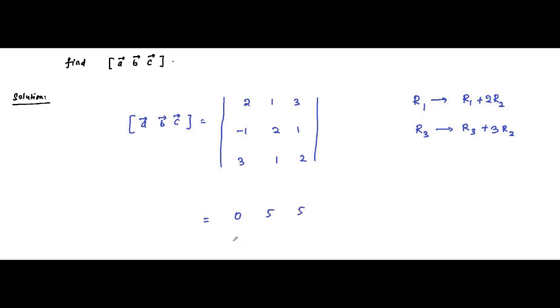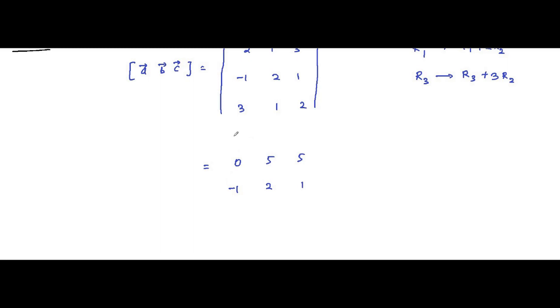R2, that is row 2, remains as usual, minus 1, 2, 1. Then R3 is R3 plus 3R2, that is 3 plus 3 into minus 1, that is 3 minus 3, that is equal to 0. And then 1 plus 3 into 2, that is 1 plus 6, equal to 7. And 2 plus 3 into 1, that is 2 plus 3, 5. So 0, 7, 5. So the reason why I did it, now we will pick this 0, minus 1, 0.